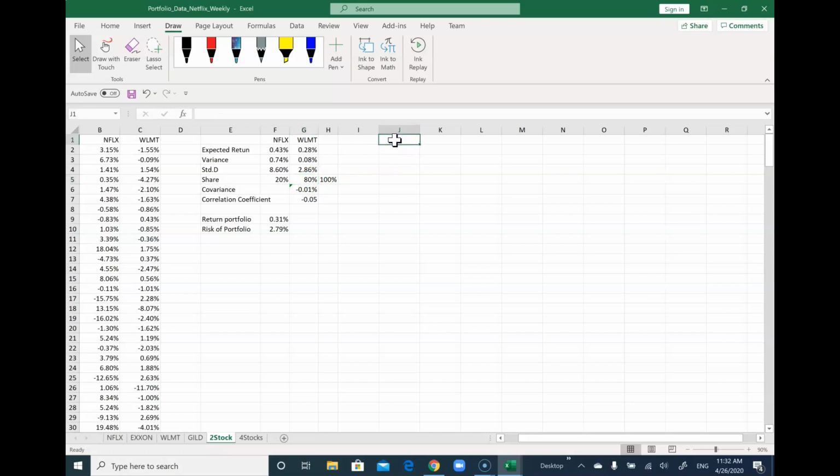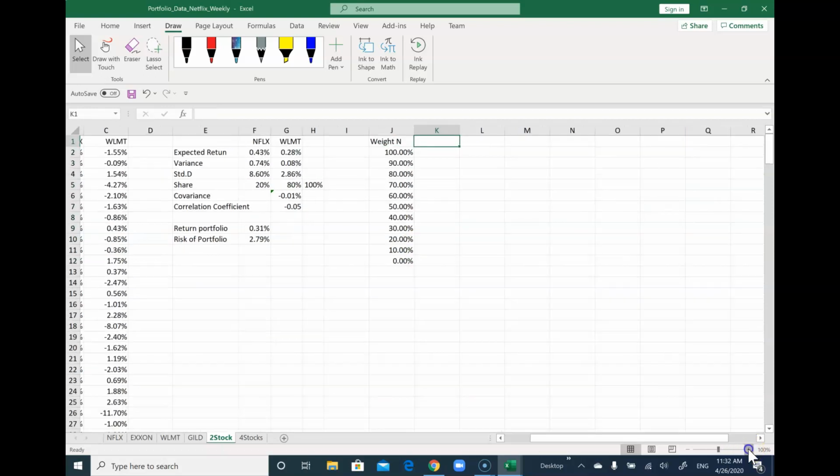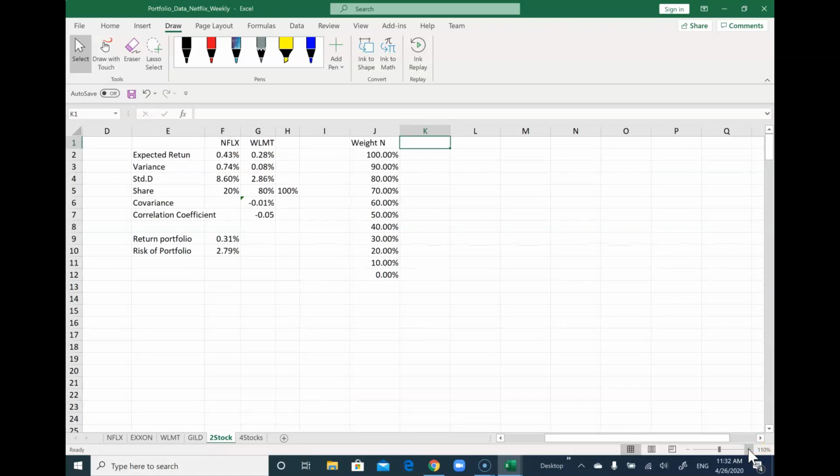And what I'm going to do here is that I will change the weight of the Netflix asset from 100%, and then gradually reduce the weight of Netflix asset to 90%, to 80%, and so on. Then the share of the Walmart asset will also change accordingly. Okay. So given the weight, then we can actually calculate the rate of return of your portfolio.